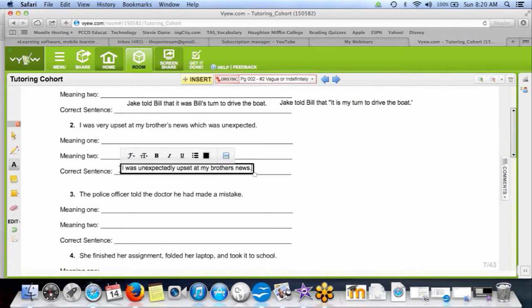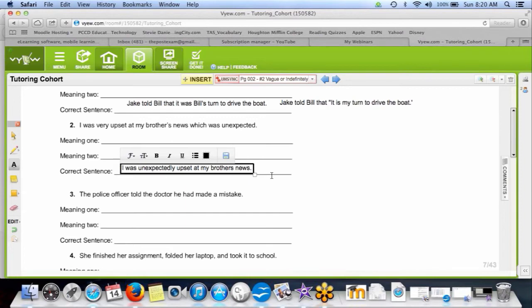Let's say you come home and your brother tells you that he's won $5 million and everything's gone good for your brother. I mean, he gets everything. Even your parents like him better than you, right? So you might say you were unexpectedly upset. You should have been thrilled that your brother got $5 million. You should be happy for people with their good news, but you're not because it happened to him and everything good happens to him. So you were unexpectedly upset.